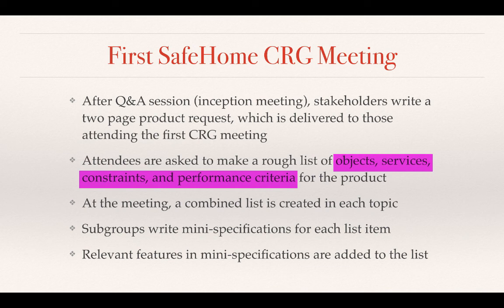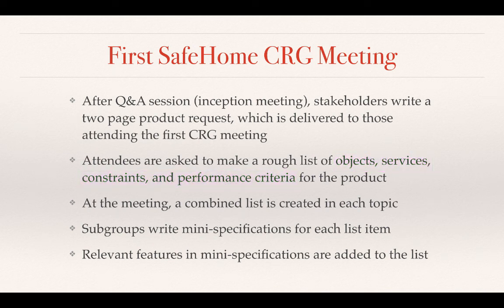At the meeting, a combined list is created. And then the attendees break into groups that write mini specifications for each item. The specifications are then analyzed in the same way the product description was, until you have all of your objects, services, constraints, and performance criteria.